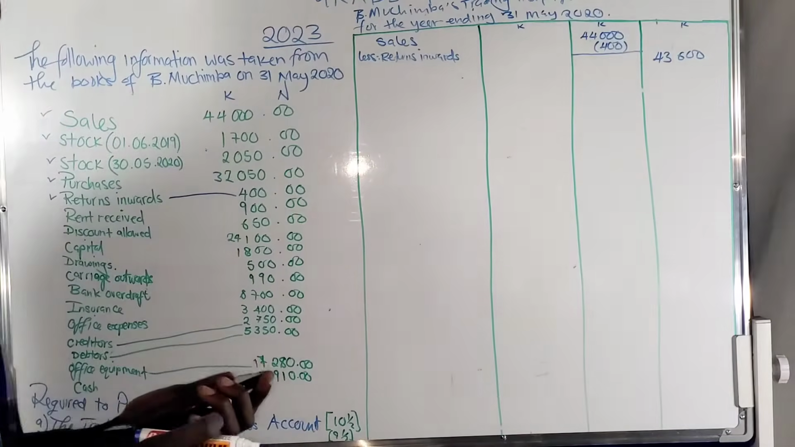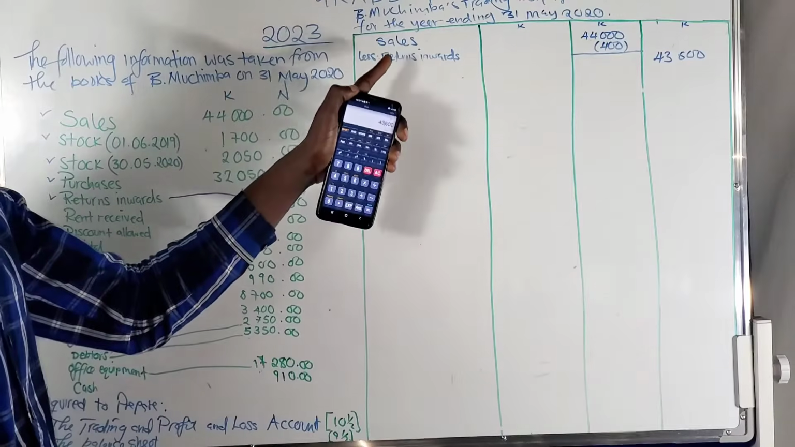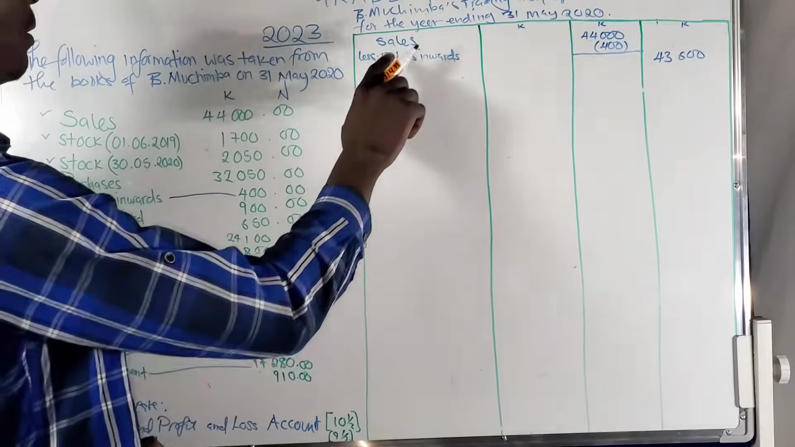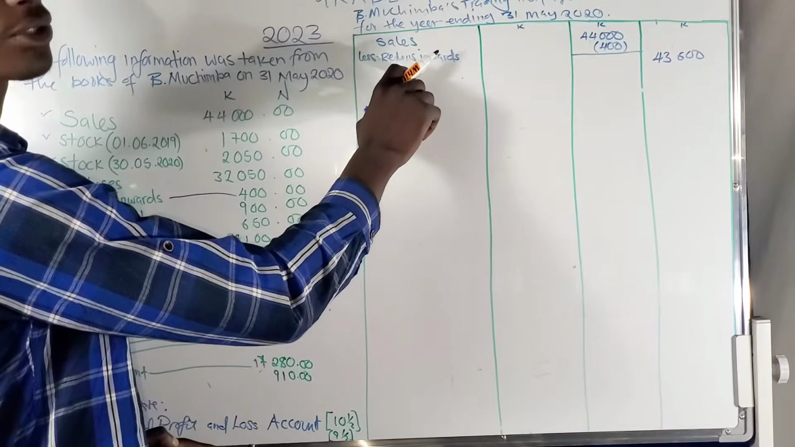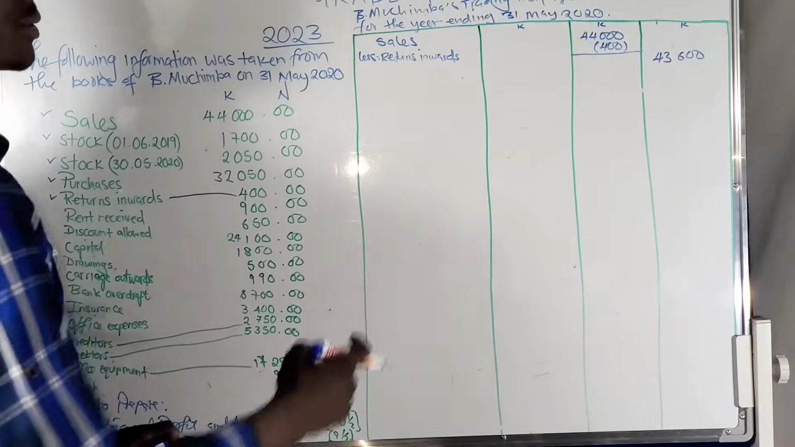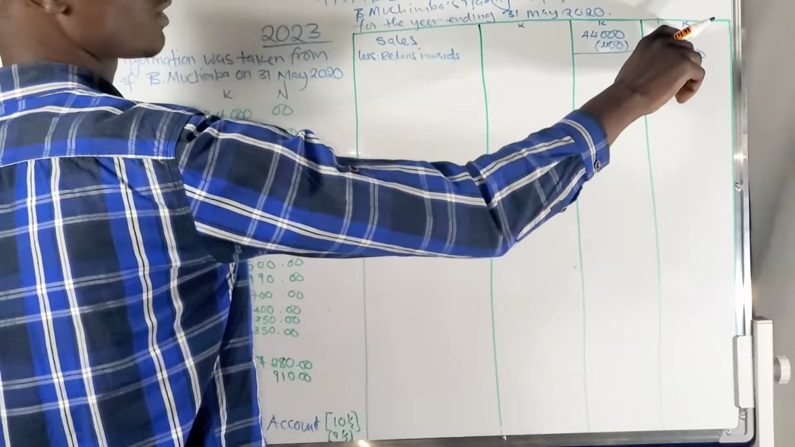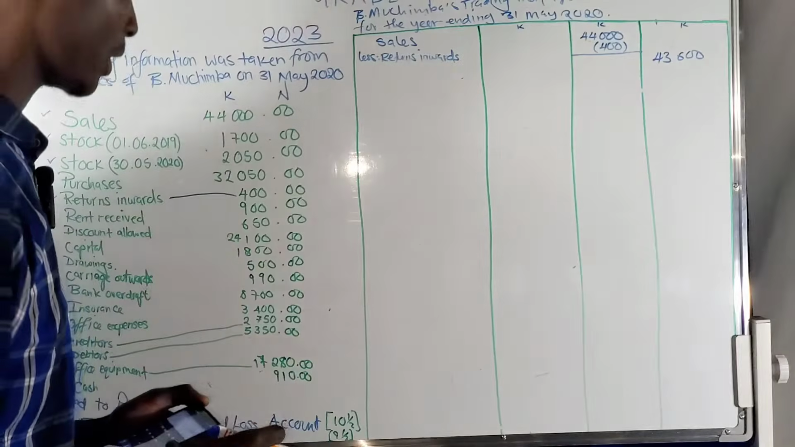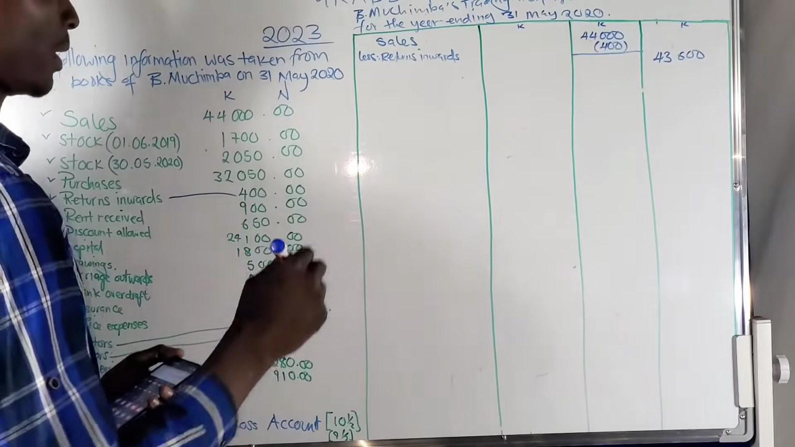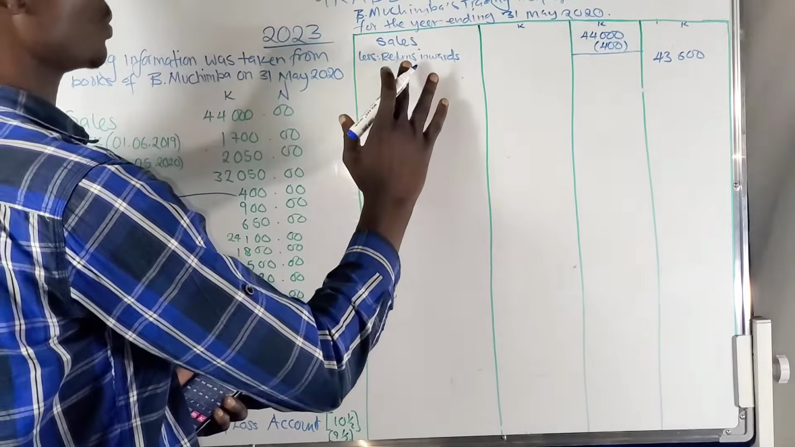Now, someone may ask, what if we don't have sales returns or returns inwards? What do you do to sales? Sales goes direct to the last column there. Okay, it goes direct to the last column.